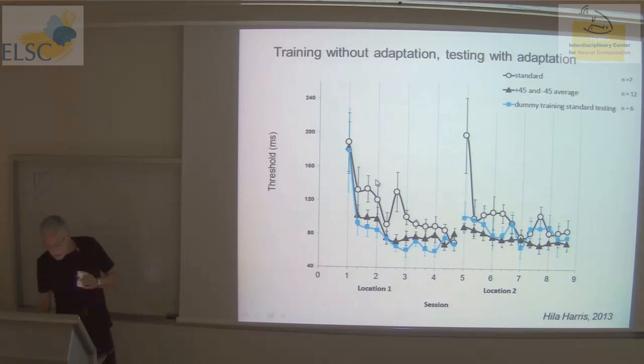Well, I mean, here we see transfer when we train without adaptation. So this is a training schedule where you don't have adaptation during the training with the dummy trials, and then you test in adaptive conditions, and then you get transfer. Right? But if you train with adaptation, then you do not get transfer. So that's my question.